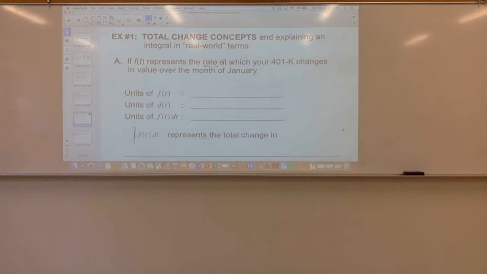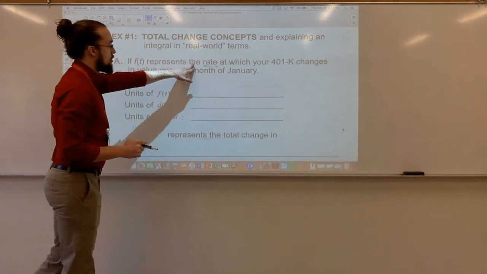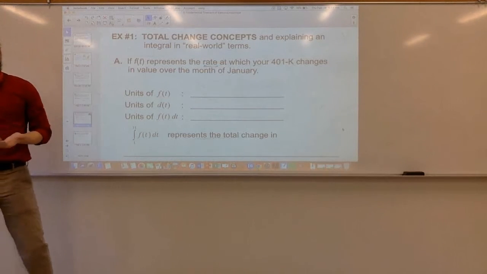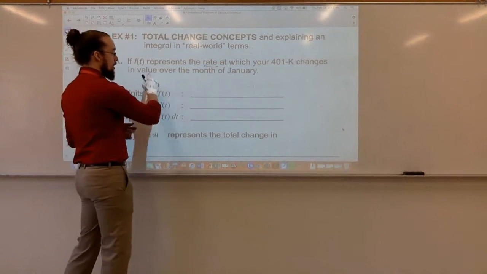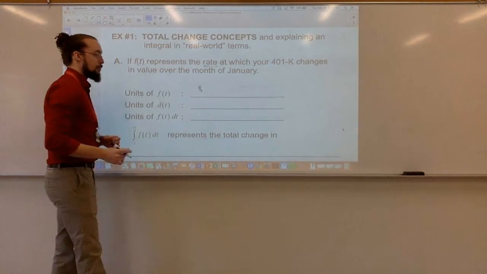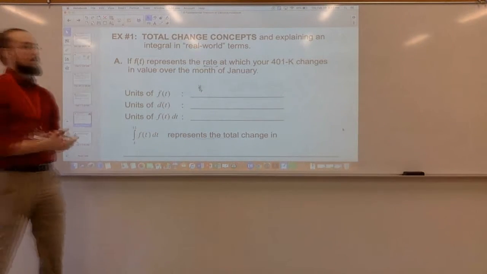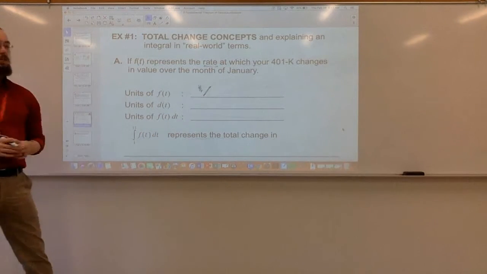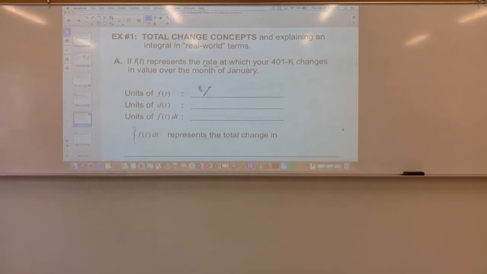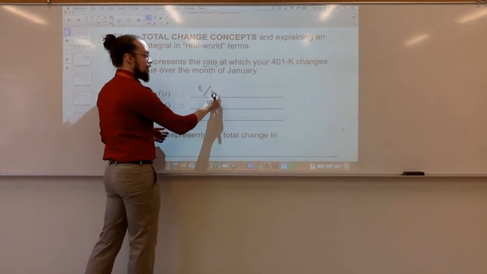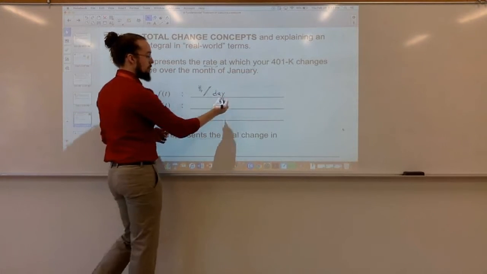If f of t is the rate at which your 401k changes, the units of f of t, if we're talking about value, would be change in money per, and I guess they didn't really give us units here, but if we're talking about over the course of 1 month, we're probably looking at it daily. So this is going to be the change in money per day.